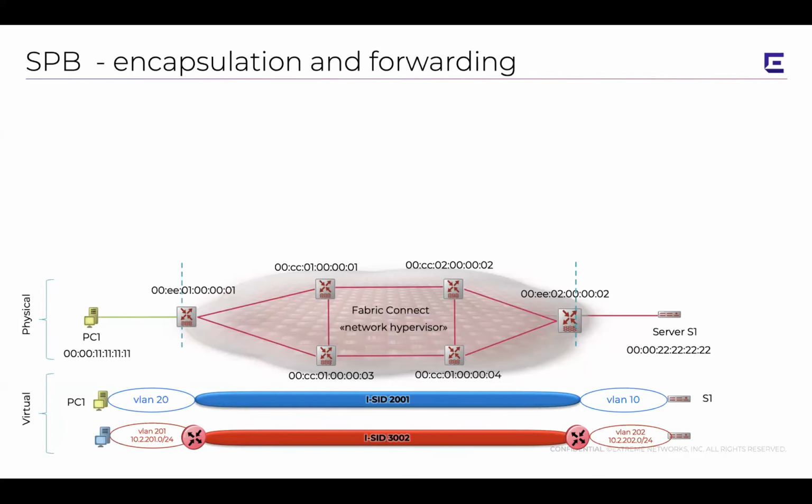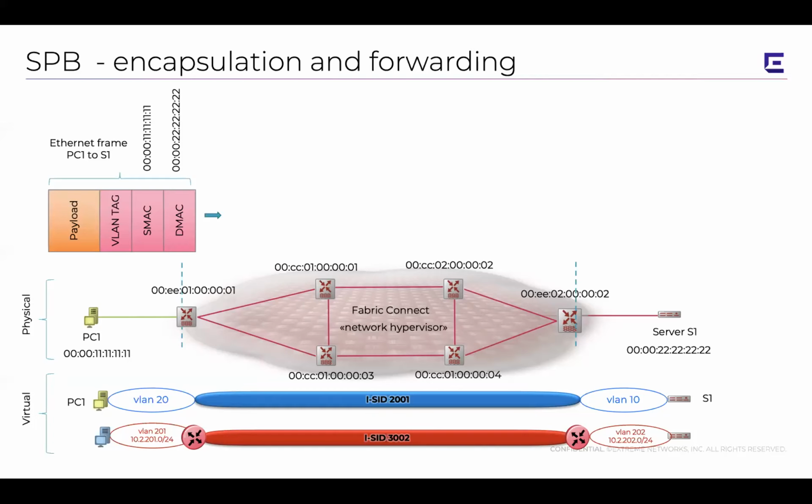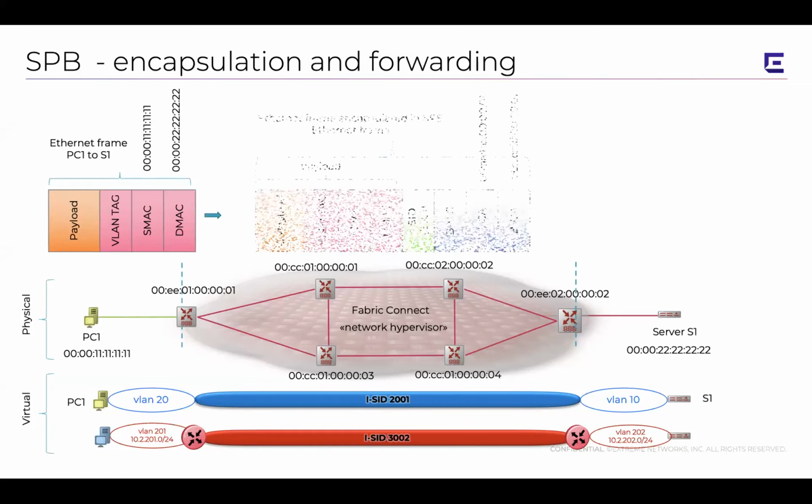So how does this work? I assume PC1 and server S1 are connected to VLAN 20 and VLAN 10, as we see. My PC wants to send something to an application on server S1, so it takes whatever it is and puts it into an Ethernet frame. The destination MAC address of that Ethernet frame is the MAC address of the server. It forwards this to the switch.